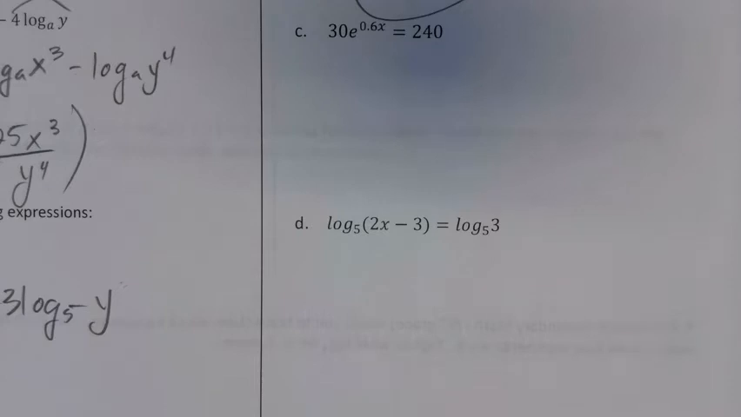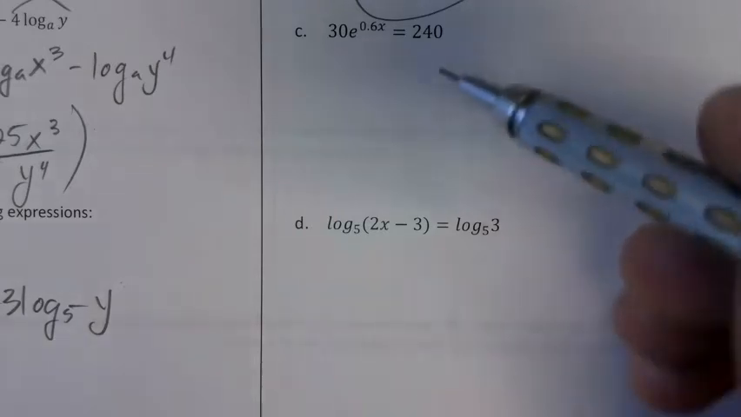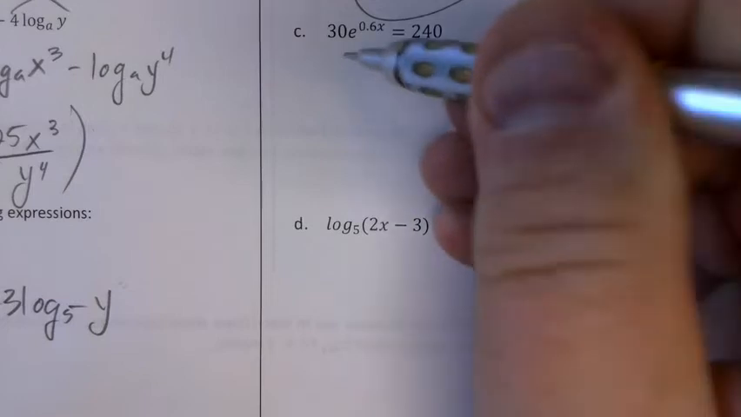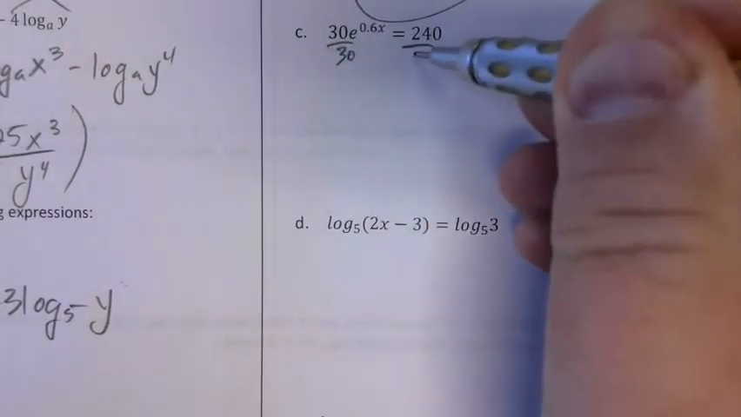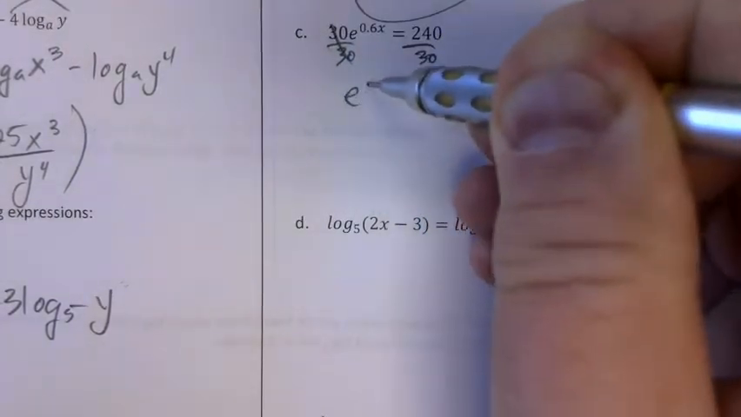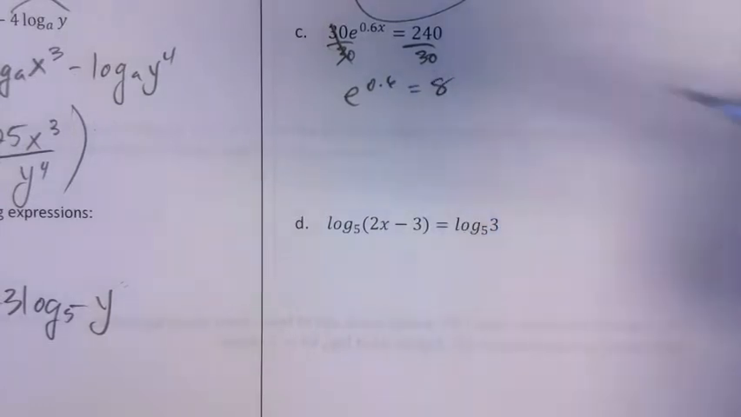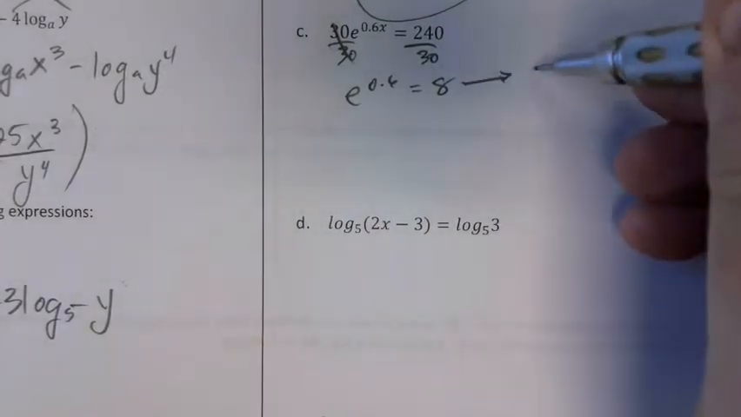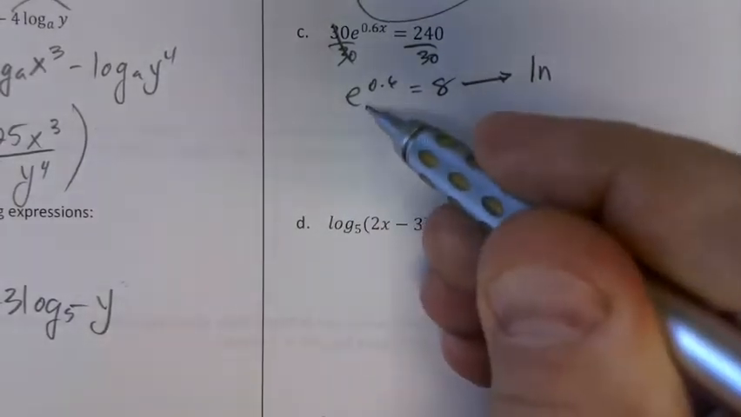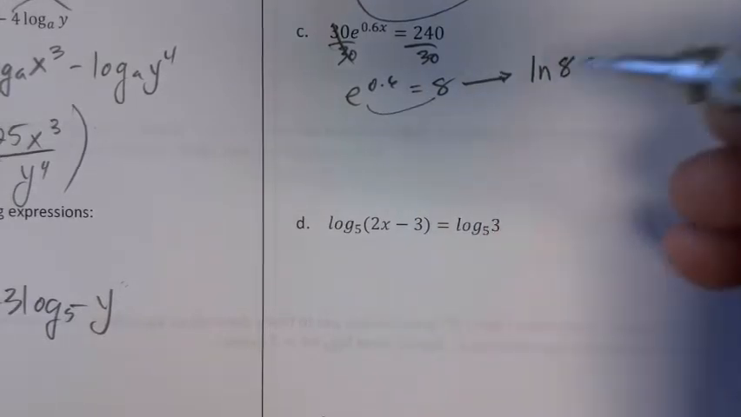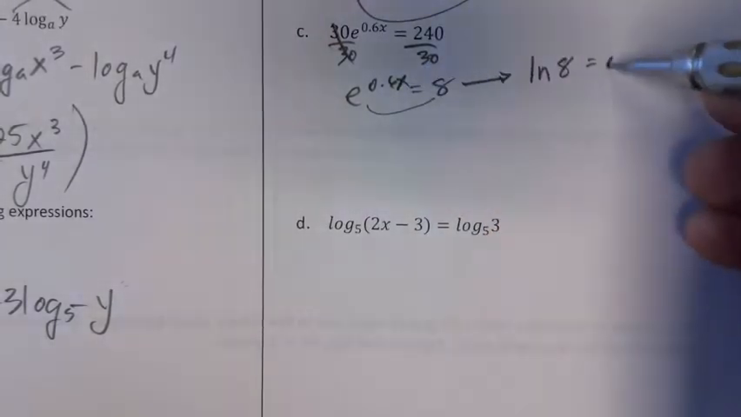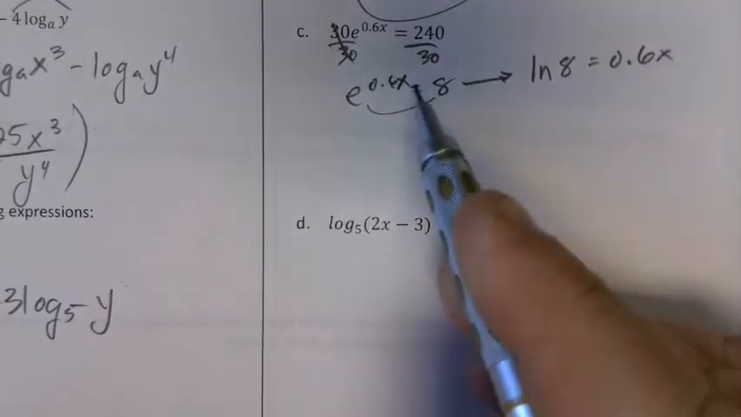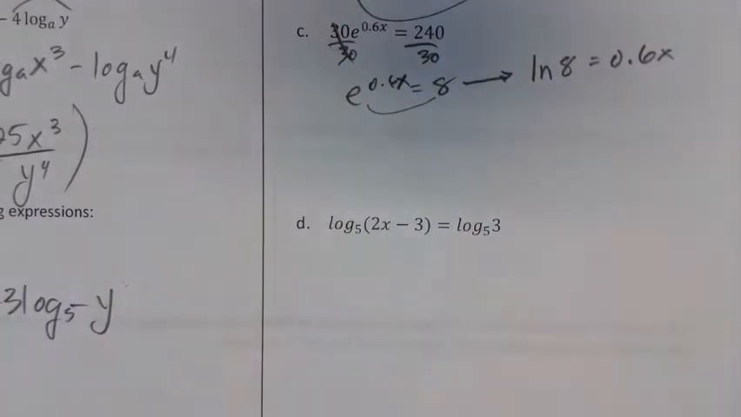Okay. If I isolate this, means I need to get rid of everything outside the exponential, that 30. I'm going to divide by 30. I get e to the 0.6x equals 8. Now, it's isolated, so I'm going to rewrite it. The base is e, so that means I'm going to take the natural log of 8 equals 0.6x. I had to put the x in. I'd forgotten it.